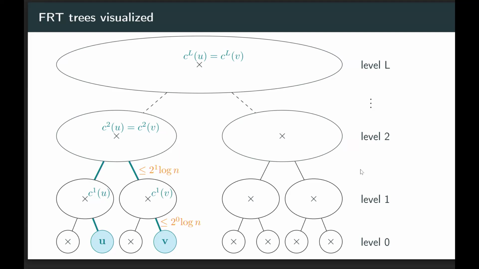And because we know that this ball has cluster diameter 2 to the l, this ball has cluster diameter 2 to the l minus 1, we also know that from here to here, because this vertex is somewhere in here, it's at most 2 to the l minus 1. And then you can bound the distances between all the clusters.